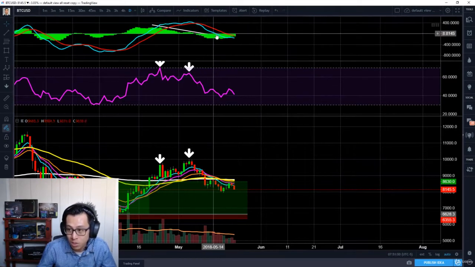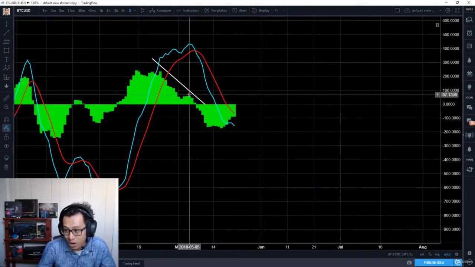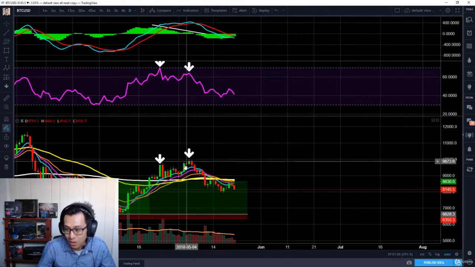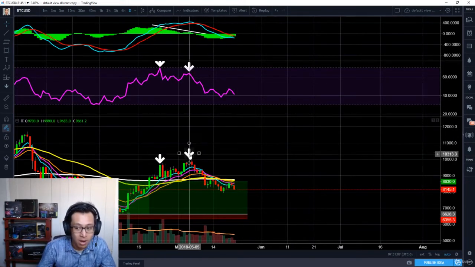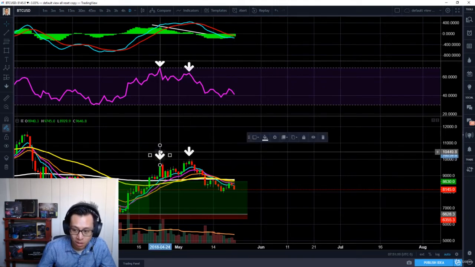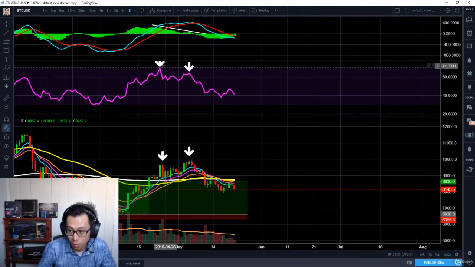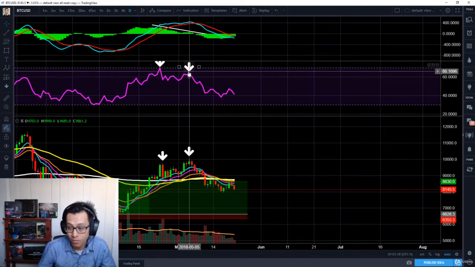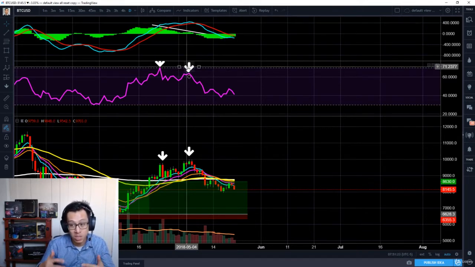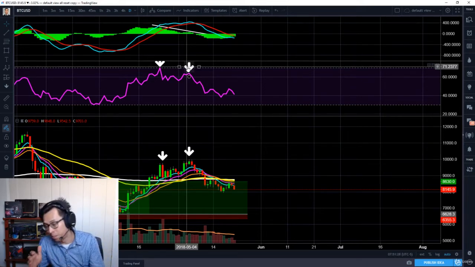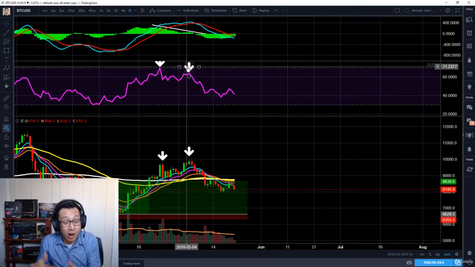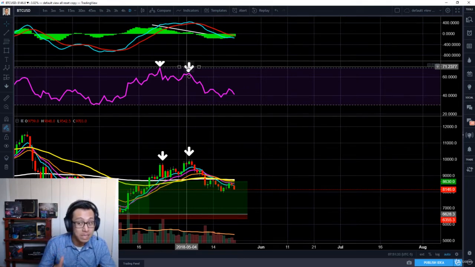So here, we're starting to see the histogram tick down right there. From there to there, it started to tick down, right? Even though we're getting a higher high for price action, okay? We're getting a higher high for price action right here. We're getting a lower high for the actual RSI itself. So what does that mean, guys? If we're getting a series of lower highs on the RSI, but a higher high for price action, it simply means that it's losing strength in the market, right?